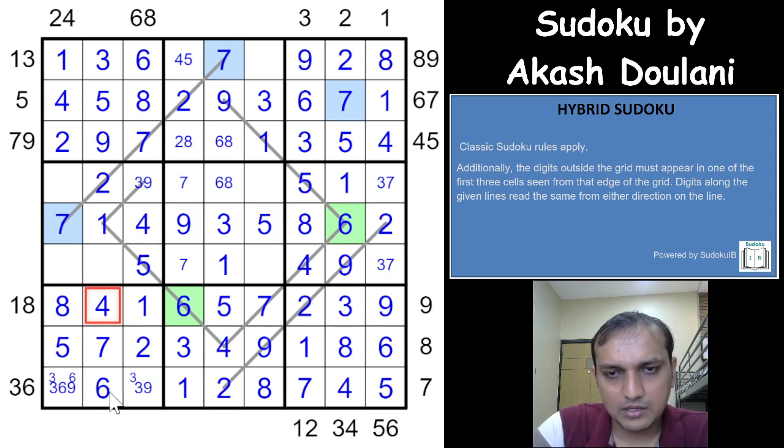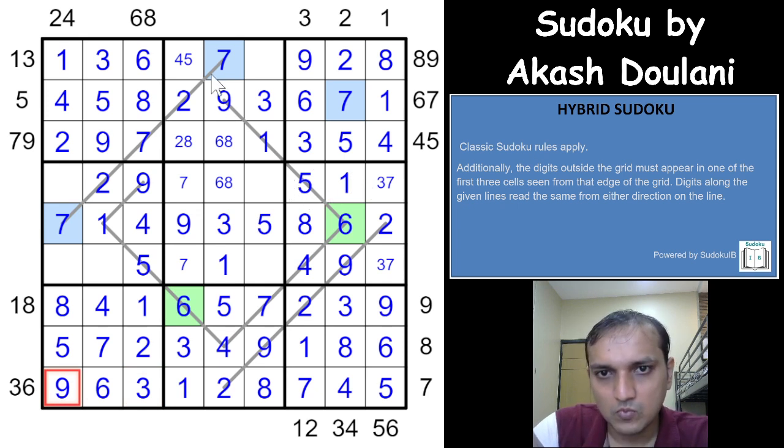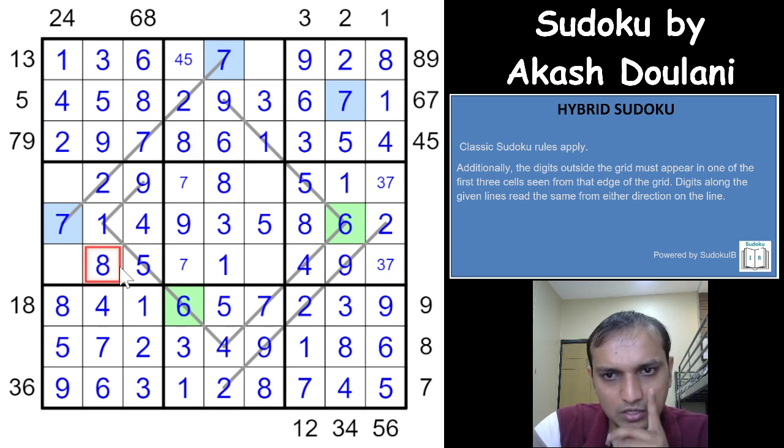Okay, you have 3, 9 here. This is 9, so this would have to be 9. That gives you 3, 9. 4 and 5 in any order, so 2, that is 8 and a 6. That gives you 8 here. That gives you 3 and 6 in any order, right?